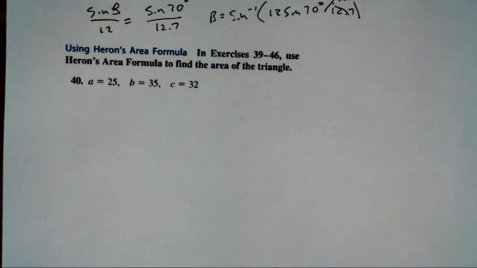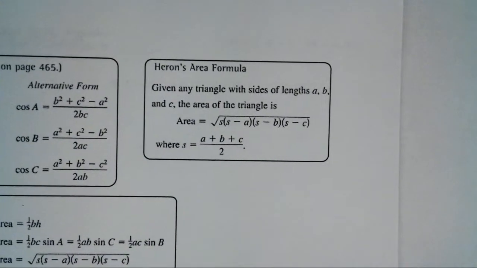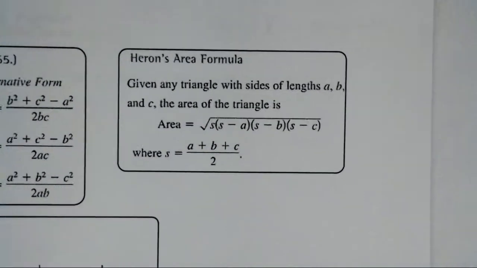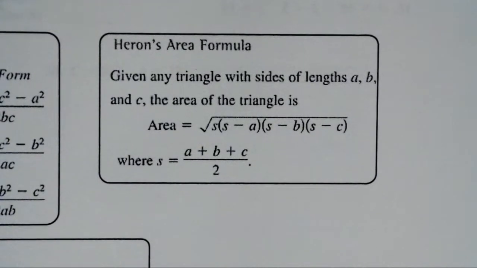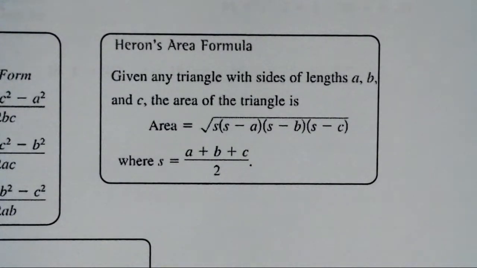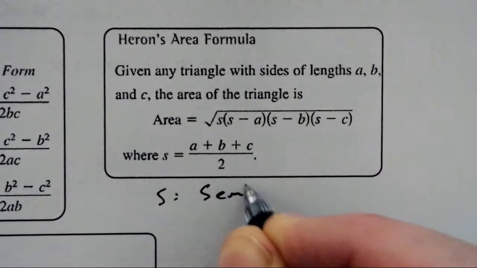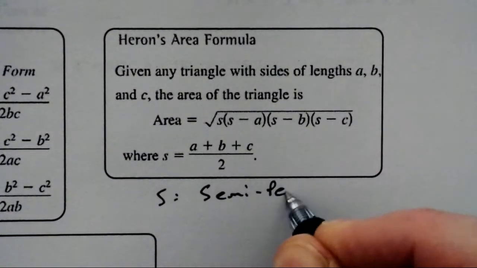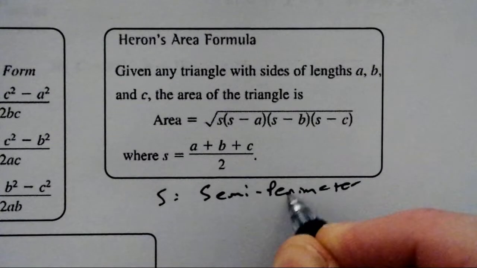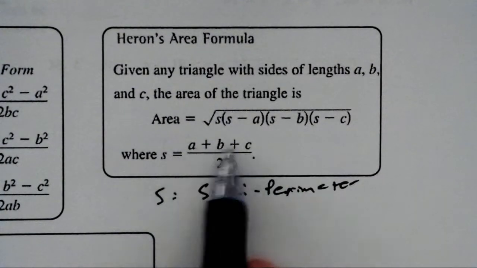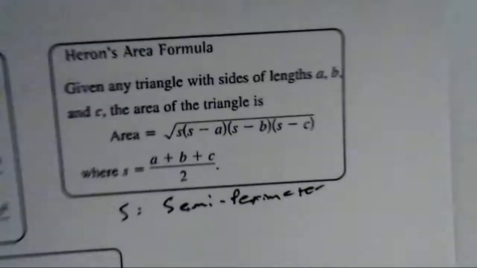Okay, now Heron's formula. And Heron's formula is this guy. Given any triangle with side lengths a, b, c, the area is the square root of S times quantity S minus a, quantity S minus b, quantity S minus c. It's worth noting that S stands for semi-perimeter. Oh, half the perimeter. Yeah, that's what we did. We added up the perimeter of the triangle and divided by 2.